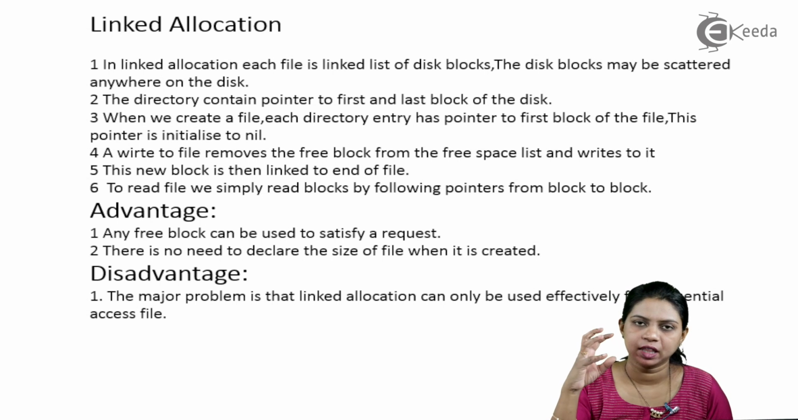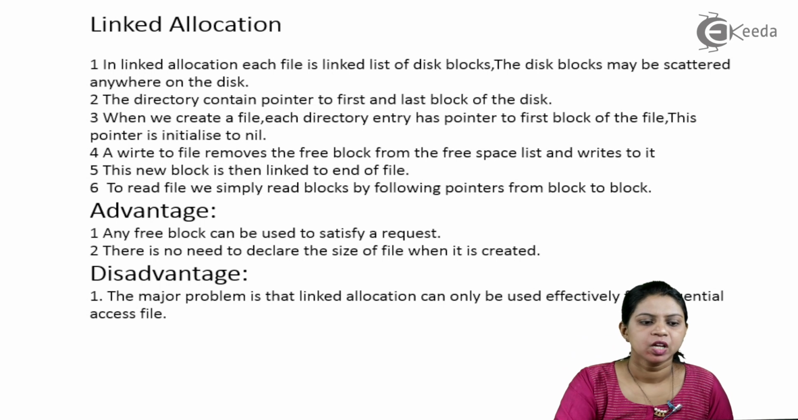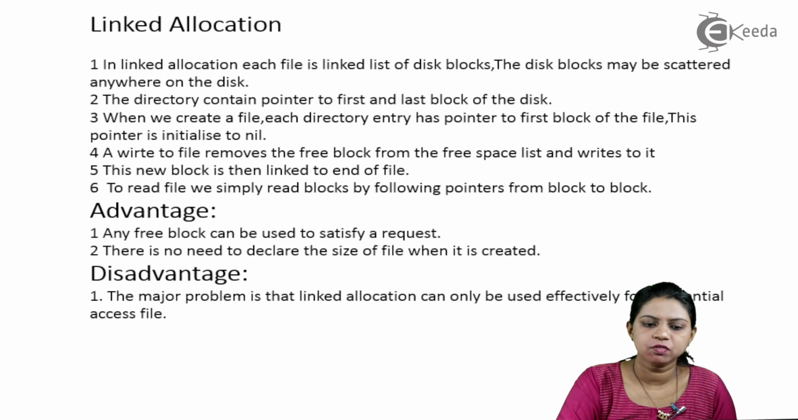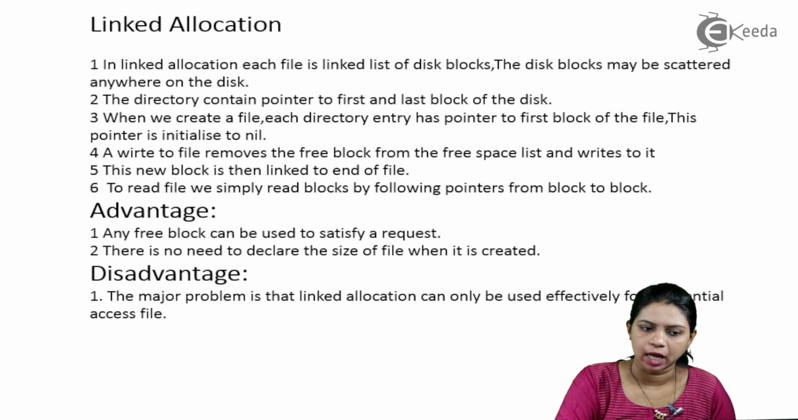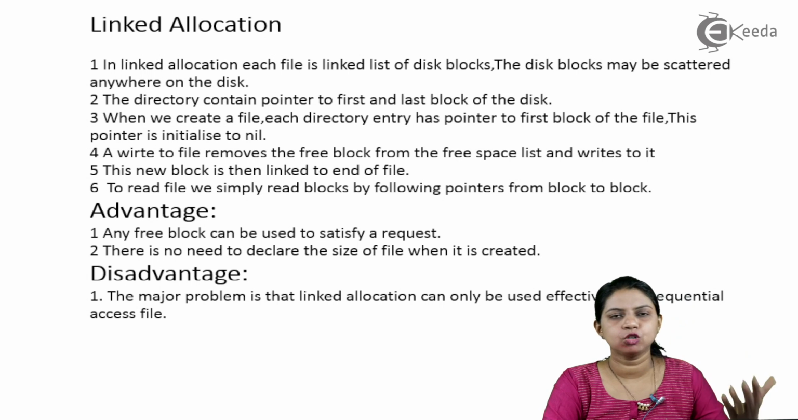First block of the file, and that block is initially nil. So a write to file removes the free block from the free space list and writes to it. So write to file, what it will do, I will remove the block number 9 and then I will start writing into block number 9. This new block is then linked to the end of the file.